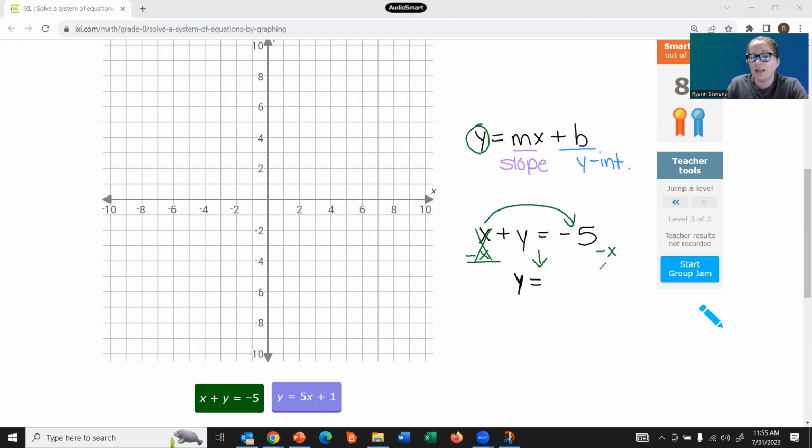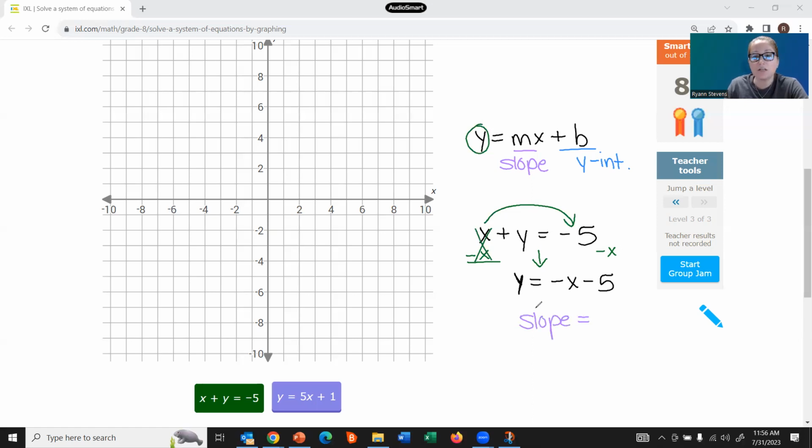Now, when we look at this side of the equal sign, we have -5 and a -x, but one of those terms has a variable, one of them does not. And so we cannot combine those terms together. We would just simply rewrite this as -x minus 5. So now we have this in slope-intercept form, and we can see now what our slope is and what our y-intercept of this line is going to be.